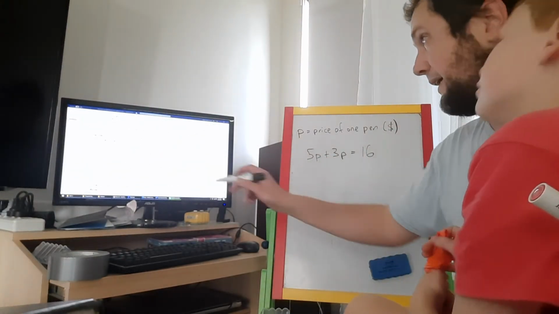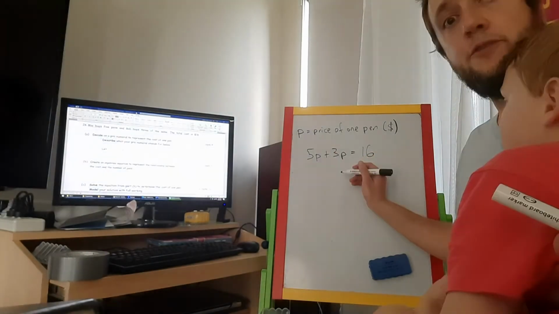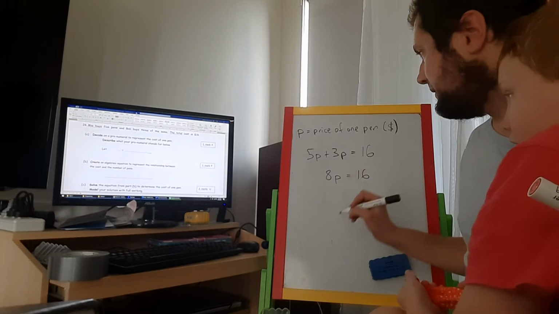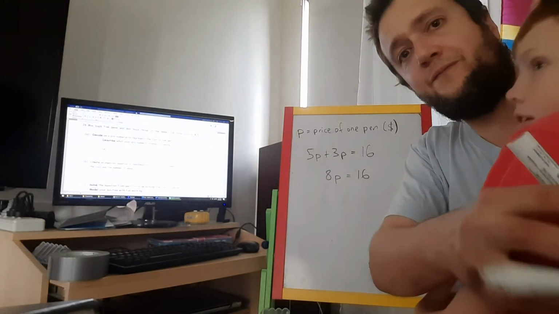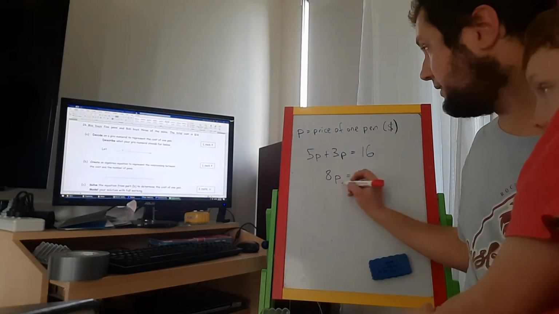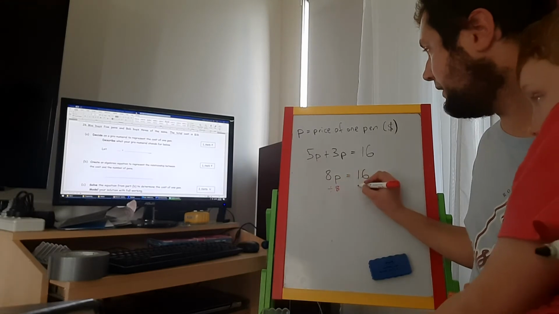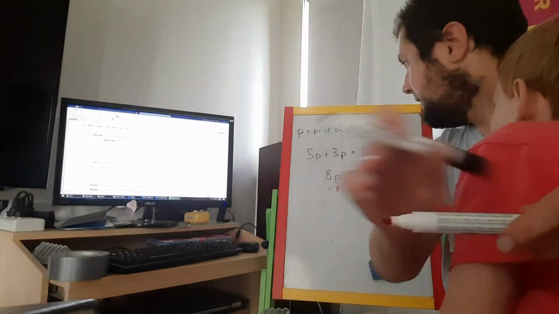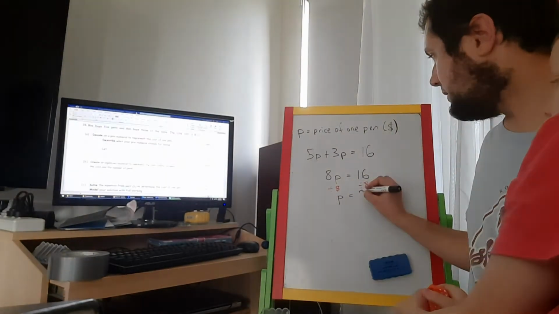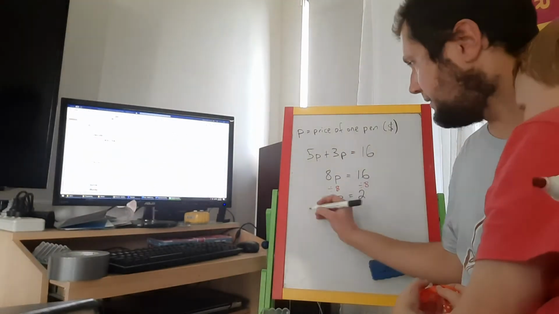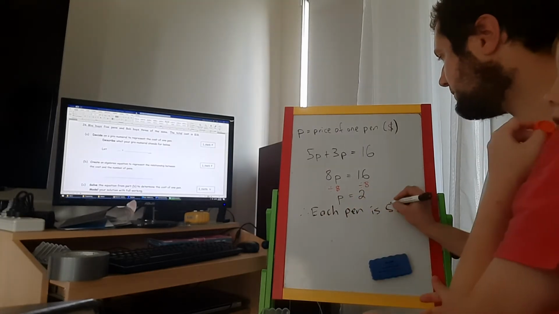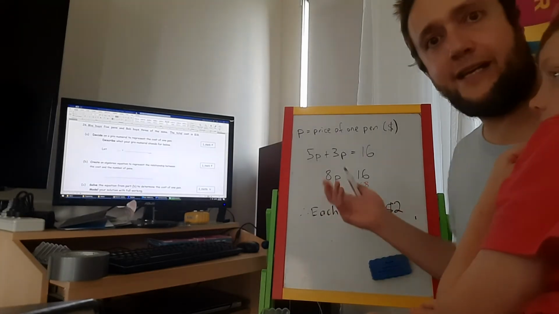If I'm solving that in part C of this question, what is 5p plus 3p? 8. Yep. So 8 pens was $16, right? And then what do I do to get rid of the 8? It's currently timesing, so we do the opposite, which is divide. Always do the opposite operation. And what's 16 divided by 8? 2. And if we're doing this all properly, at the end we'd write a sentence and say each pen is $2.